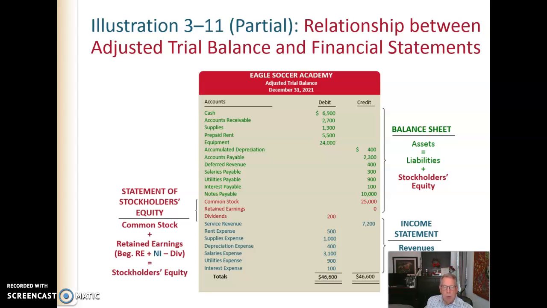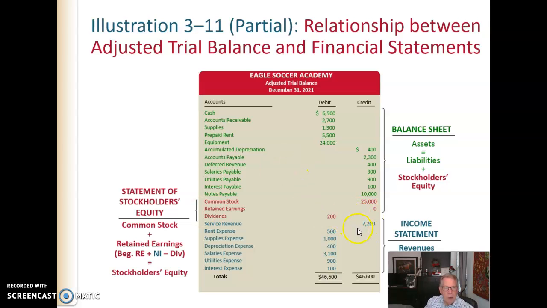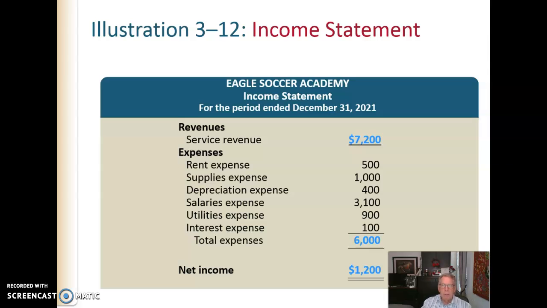And then in blue, we have our income statement accounts, nicely positioned because the first financial statement we're going to do is the income statement. And here it is. We pick off, let me go back. Here's our revenue, $7,200. Here's all our expenses here. So all we have to do is pick those off and put them in an income statement. So our service revenues total $7,200.